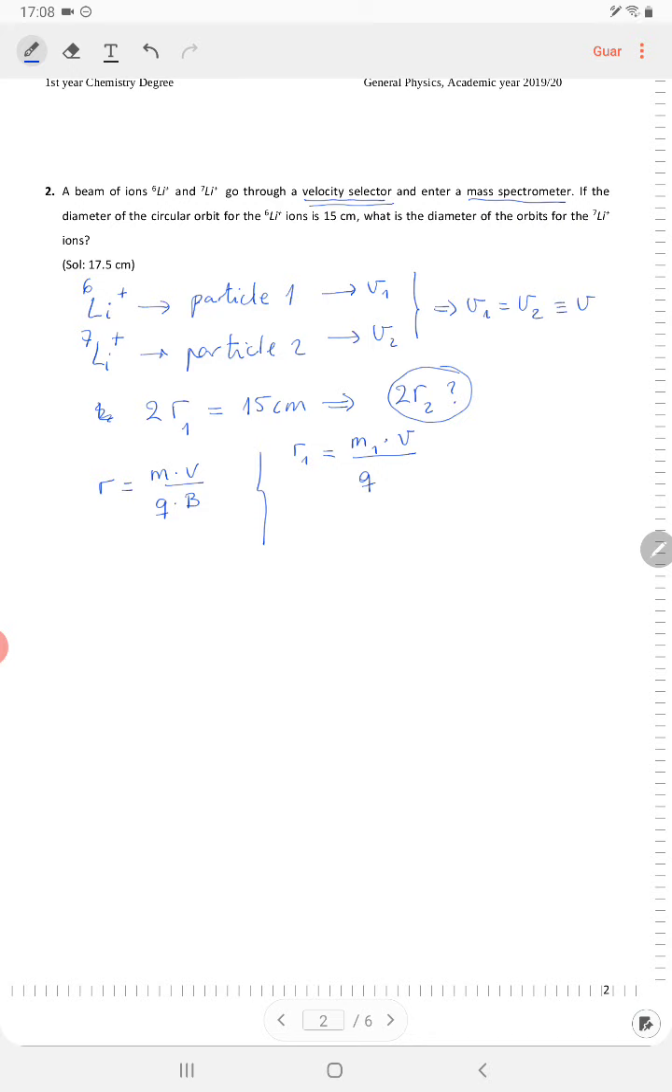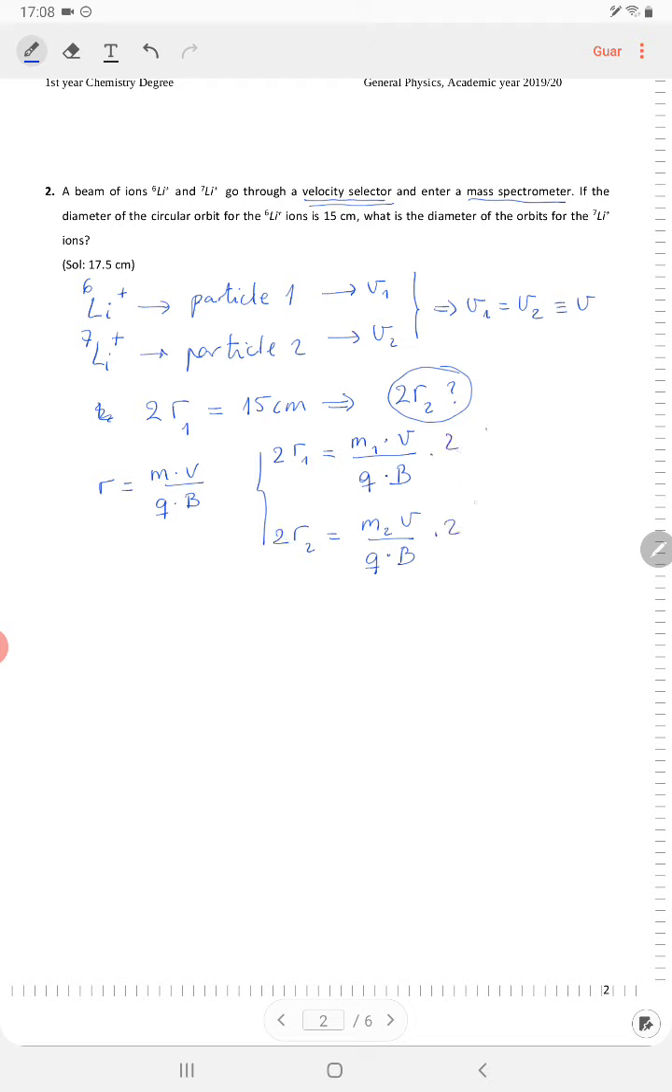The charges are the same. They just lack one electron. So it's the same charge. And the magnetic field is also equal for both. So for the second particle, this is going to be M2 V divided by Q times B. If I want to know what the diameter is, I just have to multiply this by 2.